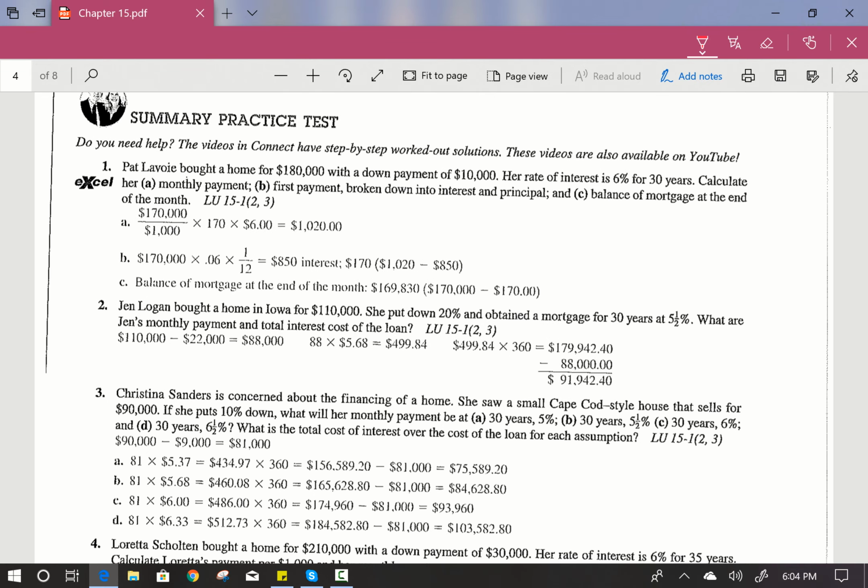Okay, the first one, Pat Lavoie bought a home for $180,000 with a down payment of $10,000. So her amount financed is $180 minus 10 is equal to $170,000. That's the amount of your mortgage or amount financed. We're going to divide that by 1,000 because our amortization chart's based upon 1,000. That'll give us 170. We're going to take that times the factor of 6% and 30 years.